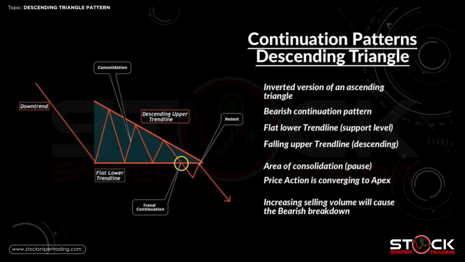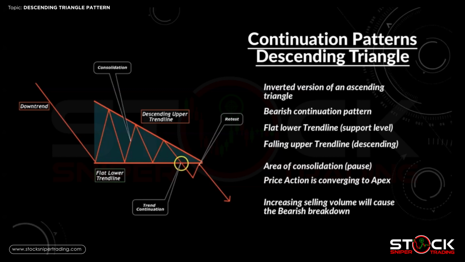A descending triangle is a bearish continuation pattern and an inverted version of the ascending triangle. The lower support trend line goes flat or horizontal as the upper trend line continues to fall diagonally and close the gap. This shows the sellers are anxious to lower their offers and unload their shares, creating a panic sell and continuing the bearish breakdown to the downside.